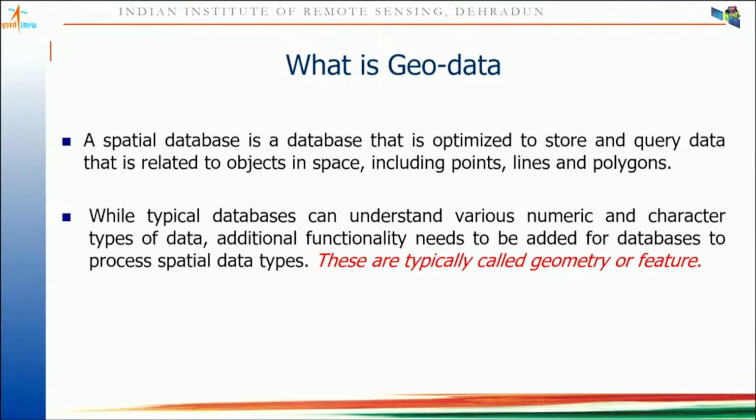So first you have to understand that a spatial database is a database that is optimized to store and query data that is related to objects in space, including point, line, and polygon. So the keyword here is data that is related to objects in space. When I say objects in space, that means I am using three major geometries: point geometry, line geometry, and polygon geometry. When I use these basic geometries to represent different geographical phenomena in a computer system, then I say that it is a data model.